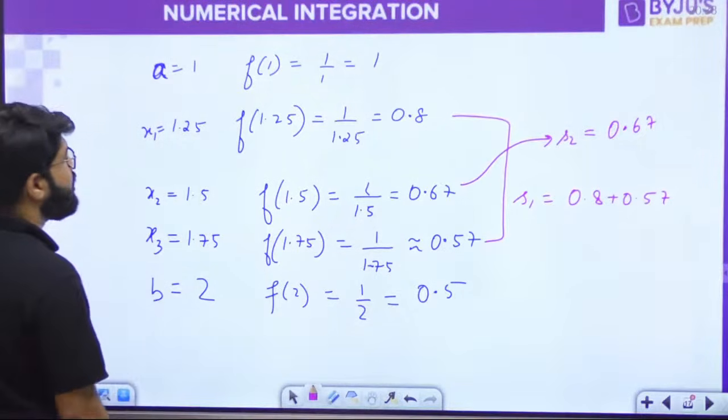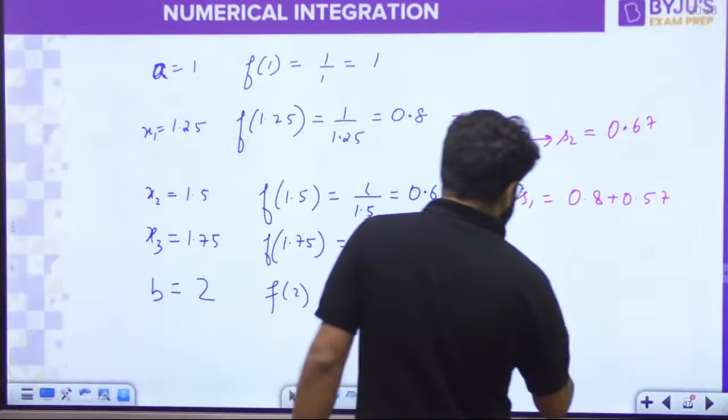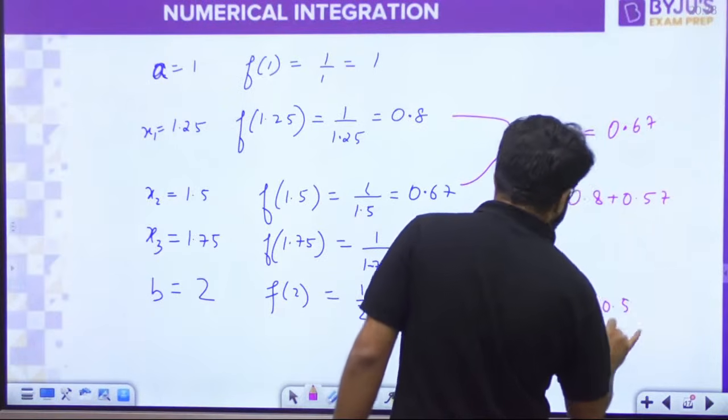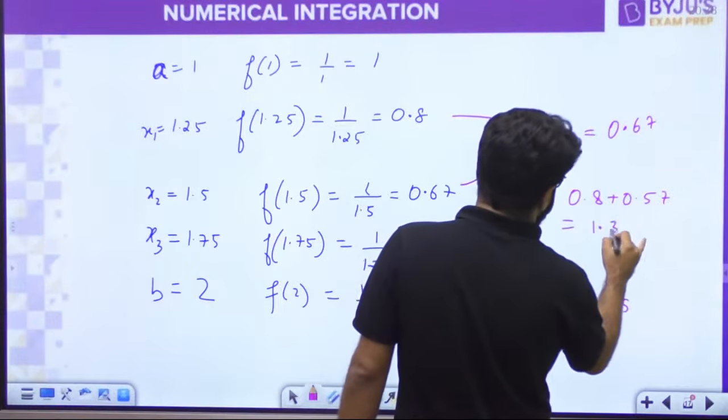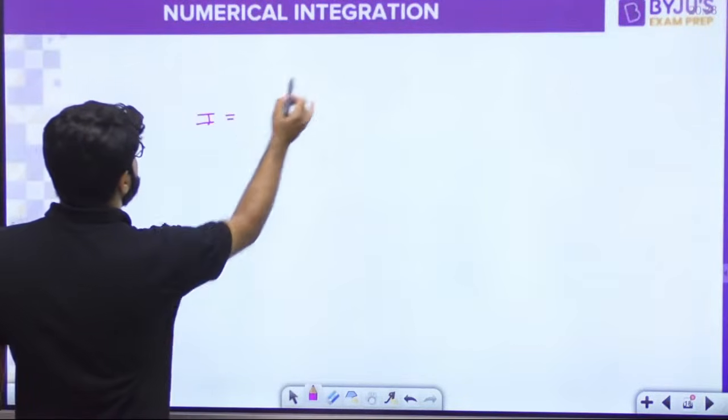0.67, right? Now let's come to what is fa and fb? Okay, and what is the value of s0? S0 is the sum of the end points 1 and 0.5, that is 1.5, and this comes to 1.37. Okay, so what is the integration formula according to Simpson's rule?